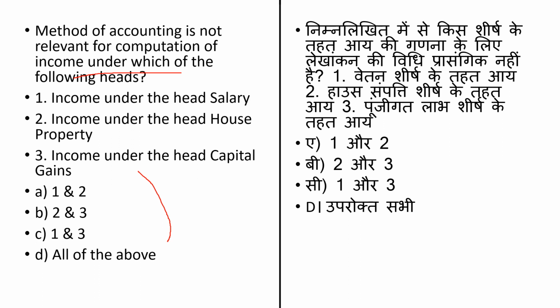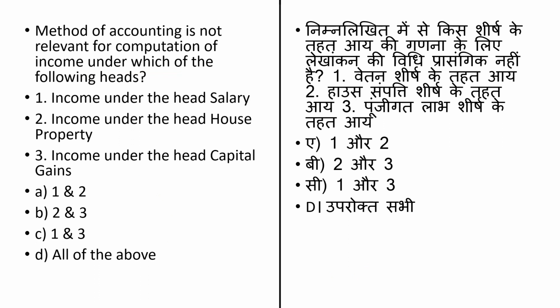the assessing officer may make a best judgment assessment as provided in section 144. Please remember the section, that is 144. In the income tax unit, the most important thing to remember is the sections, because you will receive questions on the sections only.